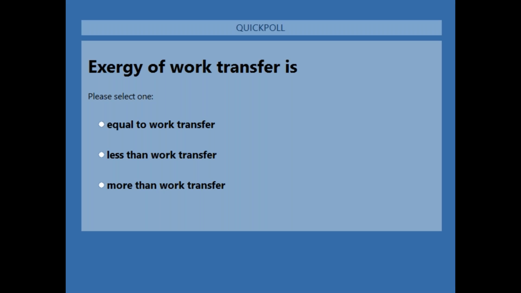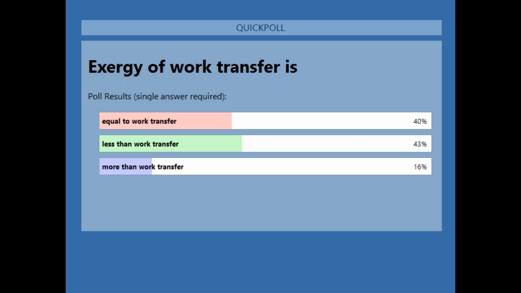So the correct answer is, let me close this poll. About 60% of the students voted, and I already answered it, so there is no point in running this poll again. So just sharing the results with you. As you see on the screen, the correct answer is option A, which is 40%. So 40% of the students have answered it correctly, that the exergy of the work transfer is equal to the work transfer. It is neither more nor less.